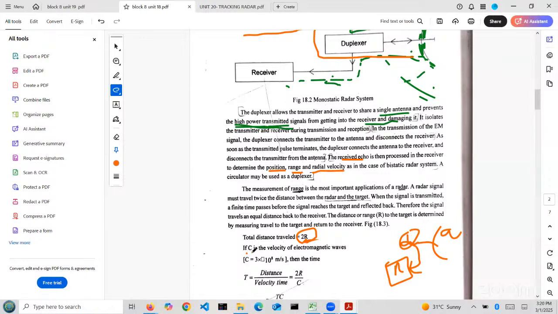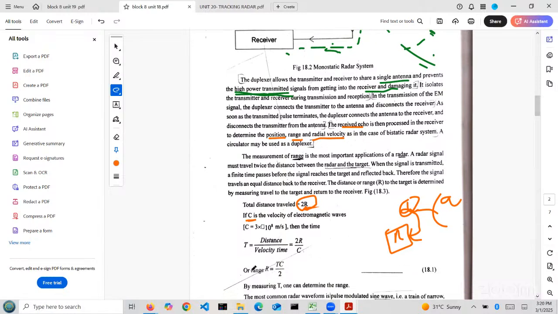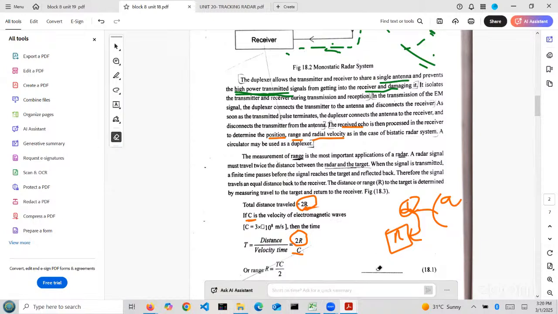Next, what is C here? C is the velocity of the electromagnetic wave. Using this, I am calculating the time period. What is the time period here? The time period is distance by velocity. How much distance has it traveled? It has traveled a distance of 2r. And the velocity of light I am taking as c. So here we write the equation t equal to 2r by c.